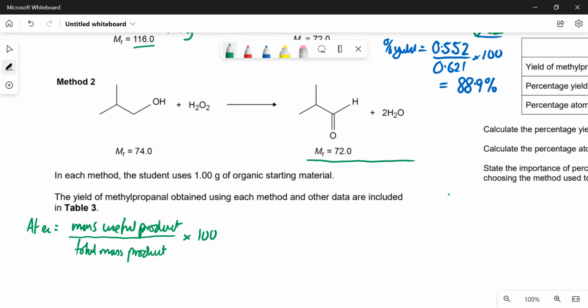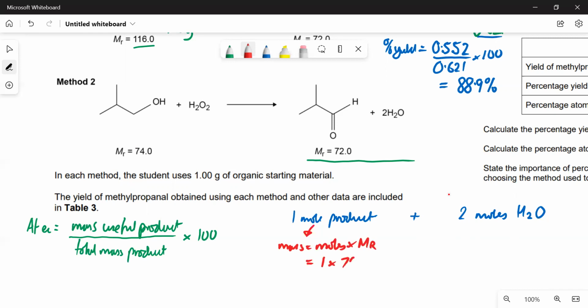Let's have a look at the equation here for method 2. Every time we make 1 mole of product, we also make 2 moles of water, which is not useful. What is the mass of 1 mole of product? Mass is equal to moles times MR. We make 1 mole, so that's times 72, the MR of that, 72 grams.